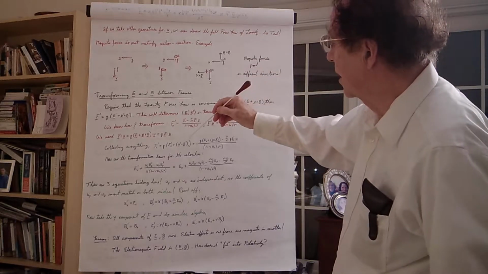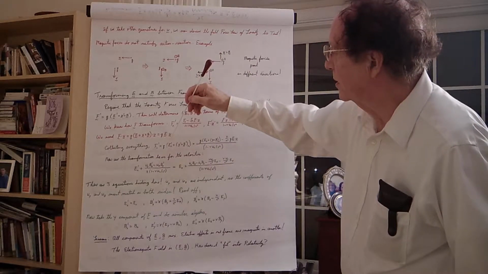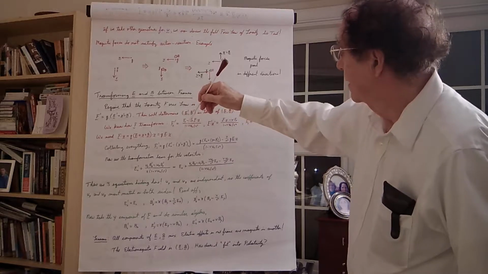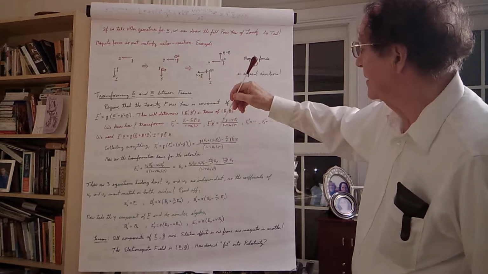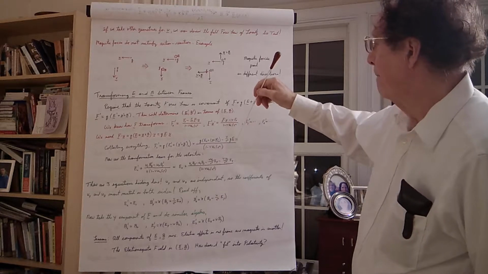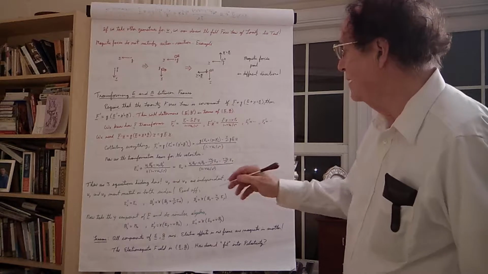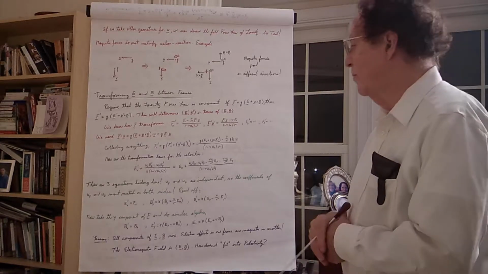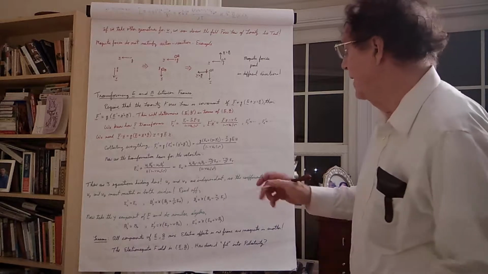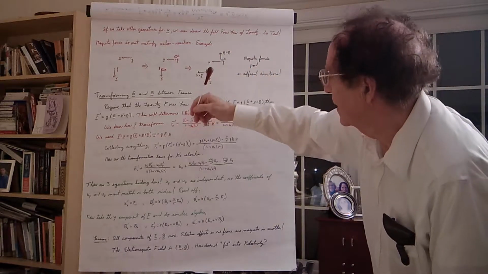I can isolate the terms which are proportional to u sub z. That's this term, u sub z. That's this term, u sub z. That's this term. Match them on both sides, and I see that b sub y prime is equal to gamma times parentheses b sub y plus v over c squared e sub z. You see that?